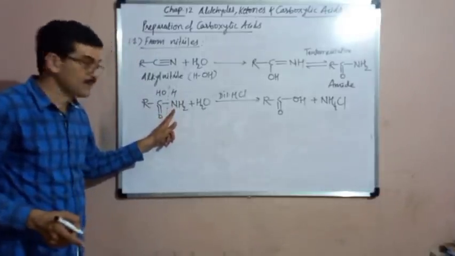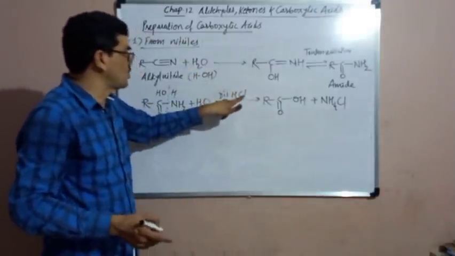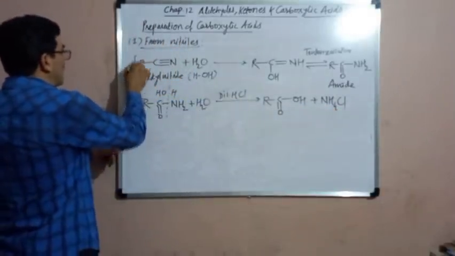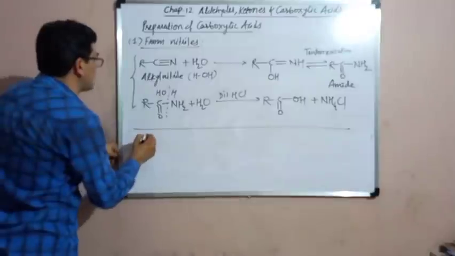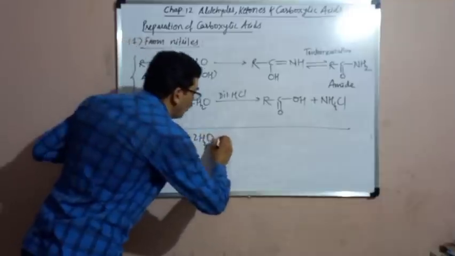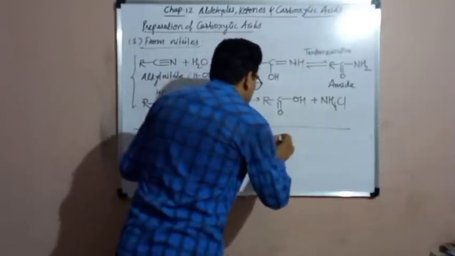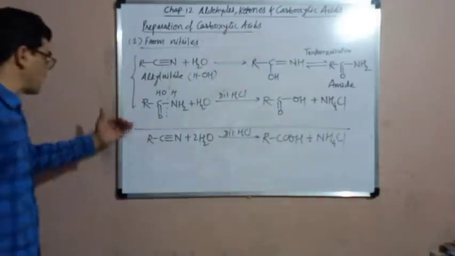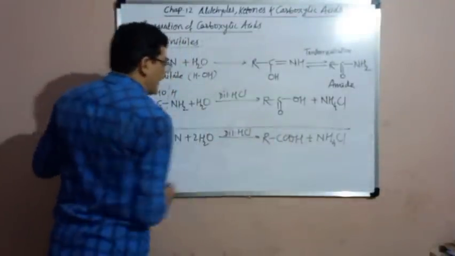But ammonia is basic and HCl is acidic. Therefore, basic ammonia and acidic HCl will react with each other to form NH4Cl. So in this way, there is a formation of carboxylic acid. We can combine these two steps in this manner. These two steps after combination become RC triple bond N plus twice H2O, dilute HCl, giving RCOOH plus NH4Cl. In this way, there is a conversion of nitrile into the carboxylic acid. Alkyl nitrile gets converted to carboxylic acid.